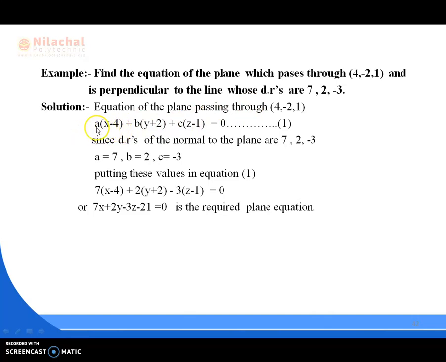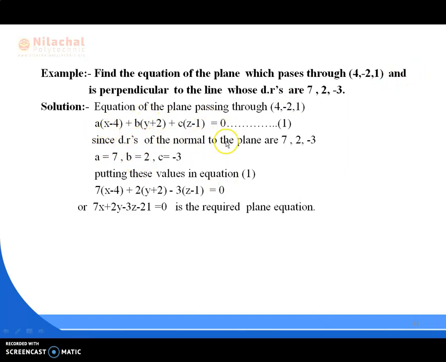Now we know that a(x - 4) + b(y + 2) + c(z - 1) = 0. You just put down x - x1, which is 4, y1, which is -2, z1, which is 1. You can write down l, m, n or you can write down a, b, c.